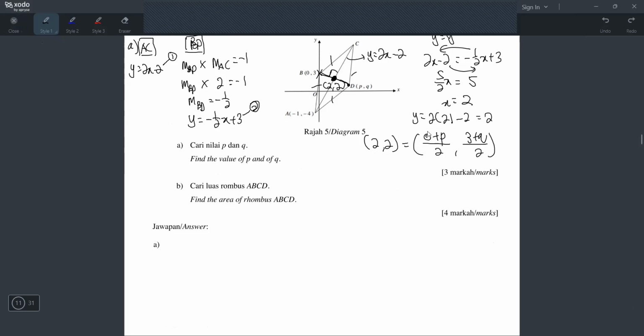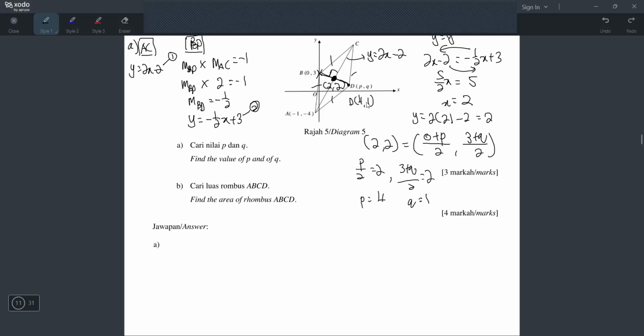So how do we compare? Of course, the x coordinate, you compare with the x coordinate, the y coordinate with the y coordinate. So the x coordinate here is p over 2, and that equals 2. And then the y coordinate here is 3 plus q over 2 equals 2. So p now is 2 times 2, which is 4, and then q will be 2 times 2, which is 4. 4 minus 3 is 1. So now p and q is 4, 1. So the point D now is 4, 1.